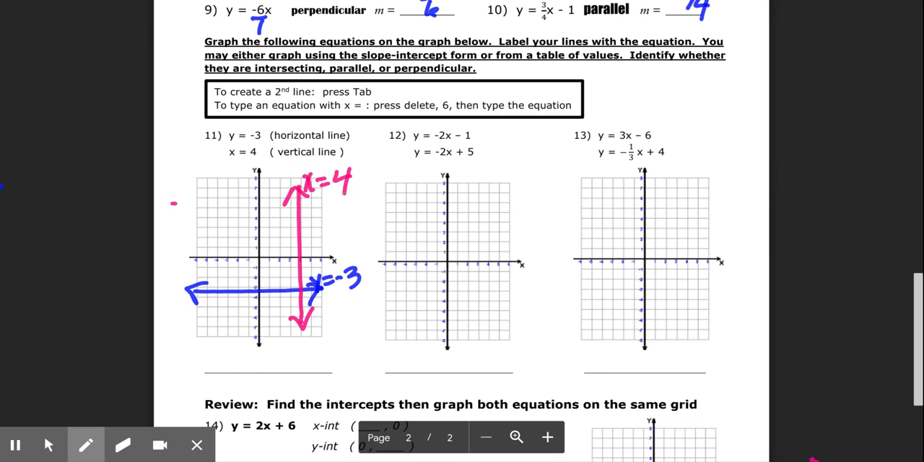Now, their slopes, one has an undefined slope and one has a 0 slope. That really doesn't match up with how before on lines, if they were perpendicular, they were opposite reciprocal. So we can't really match that with this, but regardless, they are perpendicular lines because they form a 90-degree angle. All right, problem 12. I want to start with the first one, y equals negative 2x minus 1. Go negative 1, and then I'm going to go down 2, right 1.